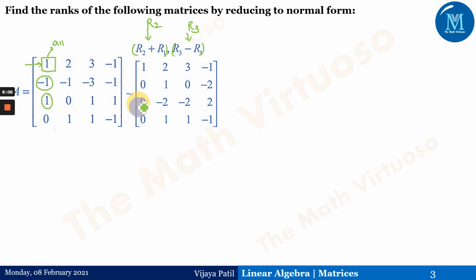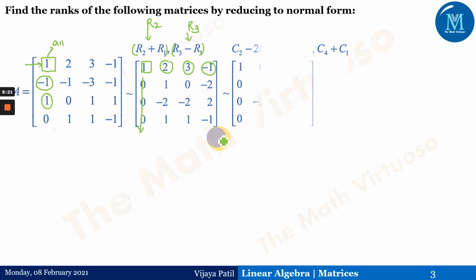Now if you observe here, we have the first row as 1 and the remaining elements as 0. What is my next task? The next task is to make this 2 as 0, this 3 as 0, and this minus 1 as 0. We can do it by the column transformations C2 minus 2 times C1, C3 minus 3 times C1. Let me just concentrate on this particular one. This is changing my C2, that is column 2. Let me put the arrow from down here.